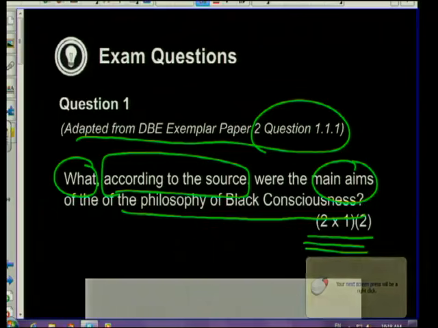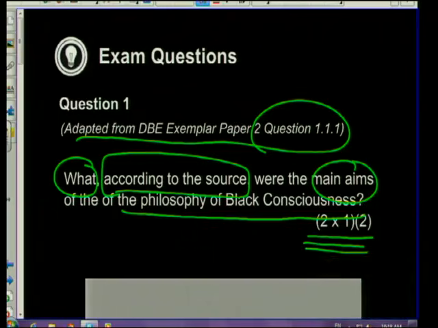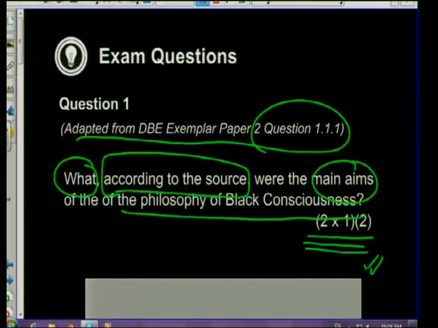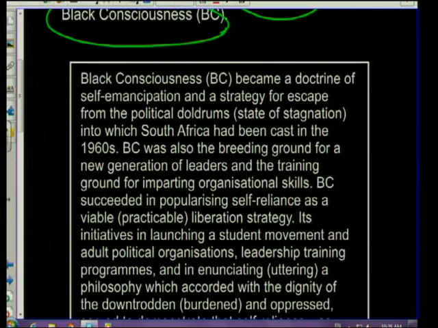I'd like you to remember, very important, looking at the mark scheme, because that will give you an indication on how much to write. In this specific question, all you need to do is write 2 points to get 2 marks. 1 point for each, 1 mark for each point mentioned. If we go on, looking at the source, let's ask ourselves what, according to the source, are the main aims of the philosophy of black consciousness.